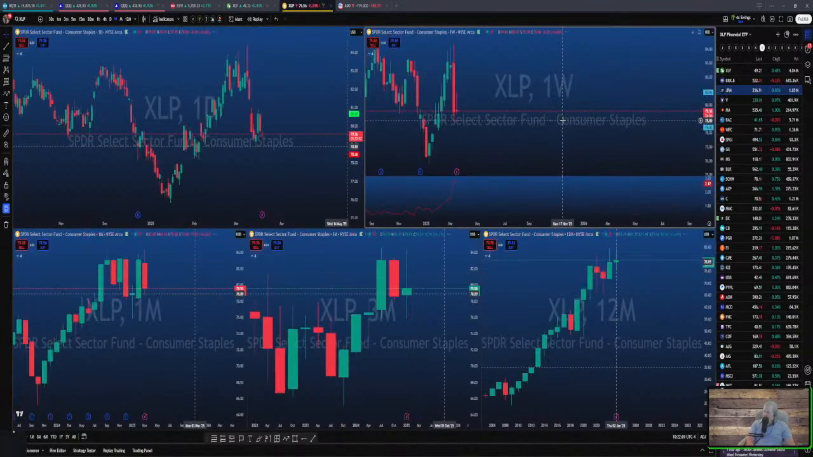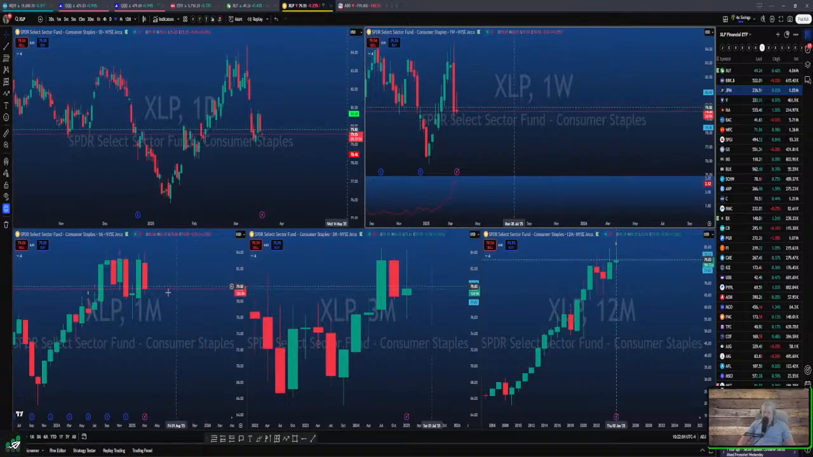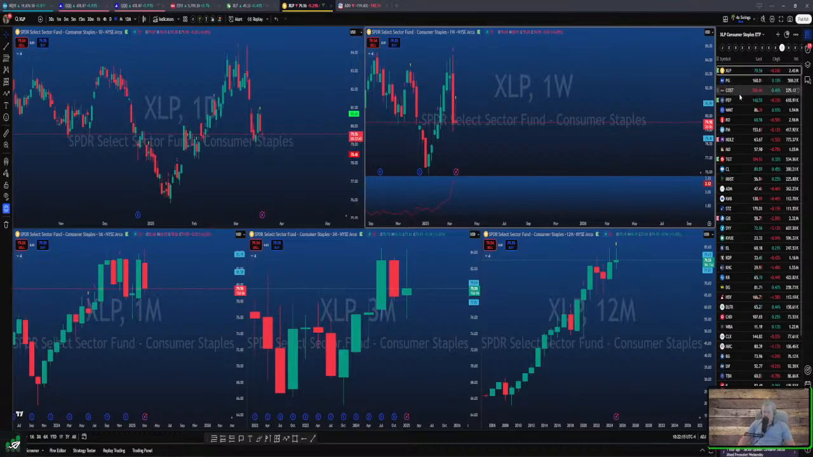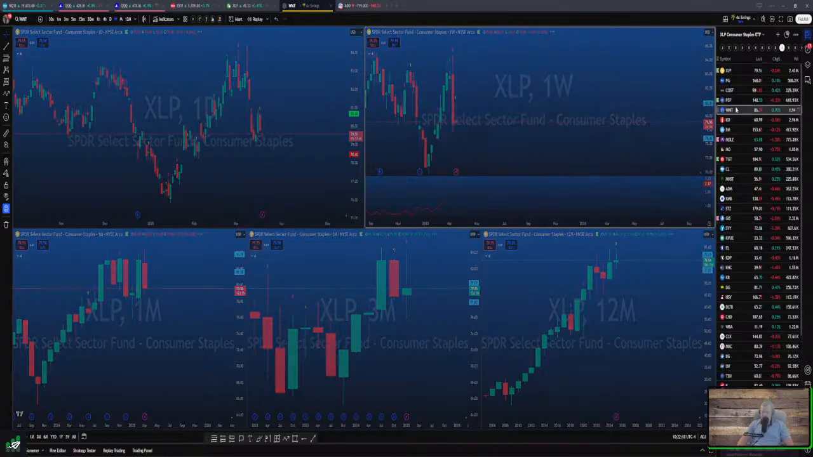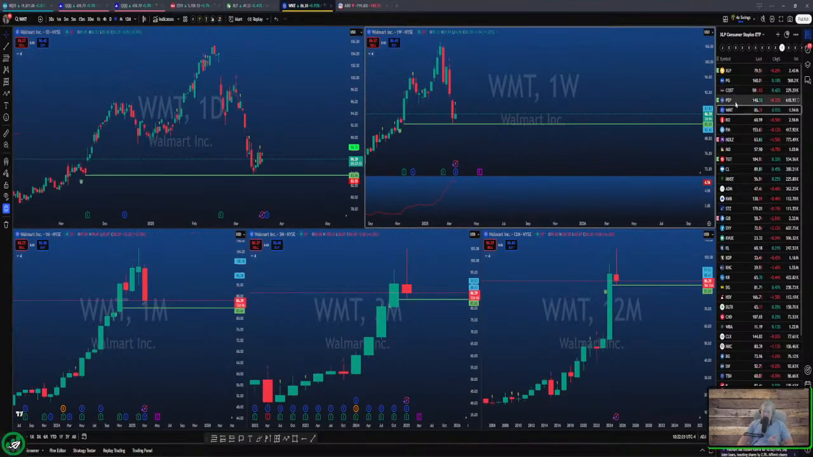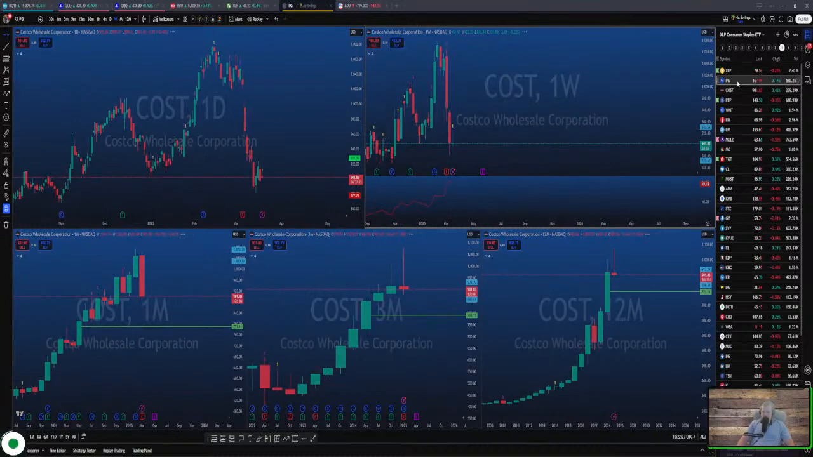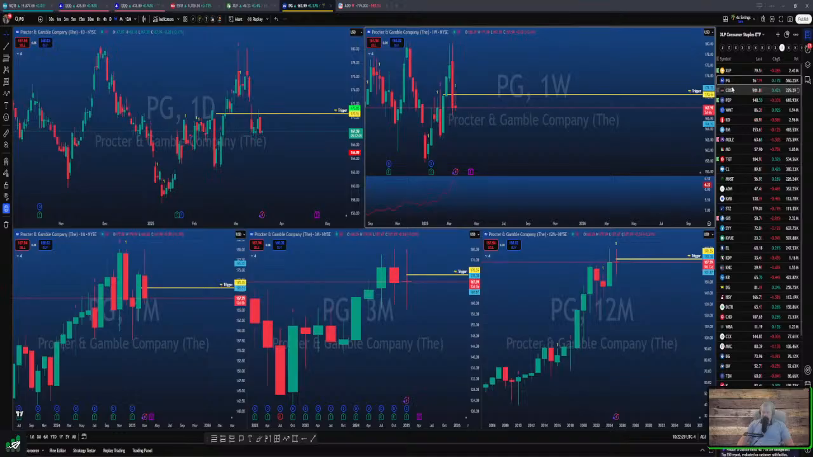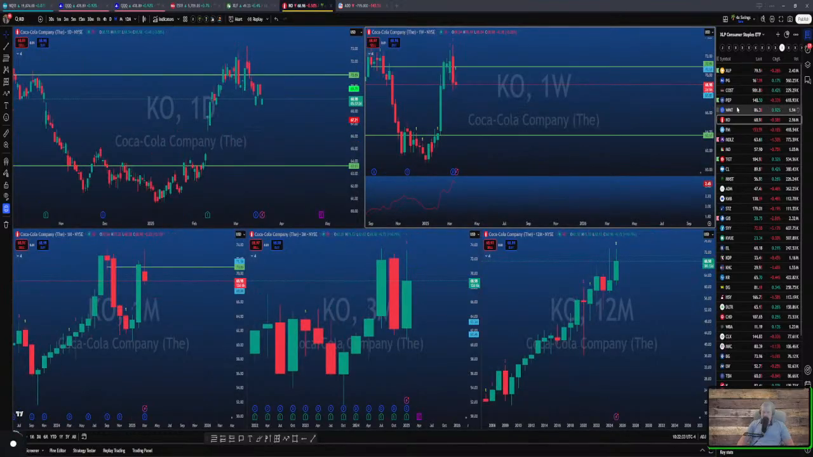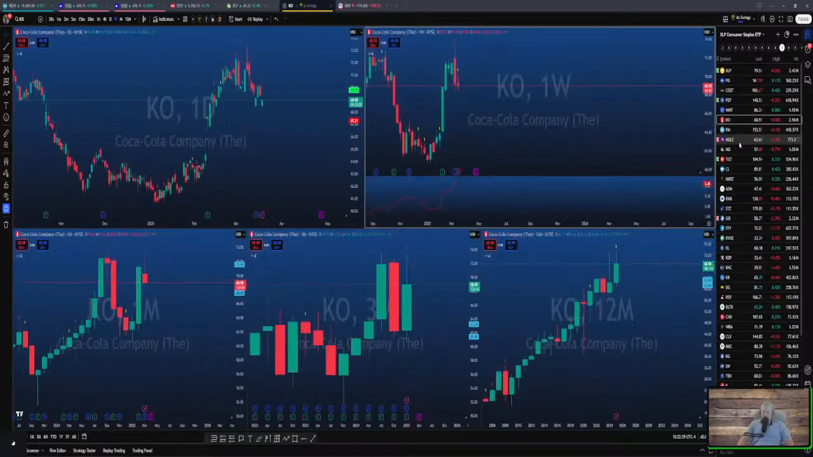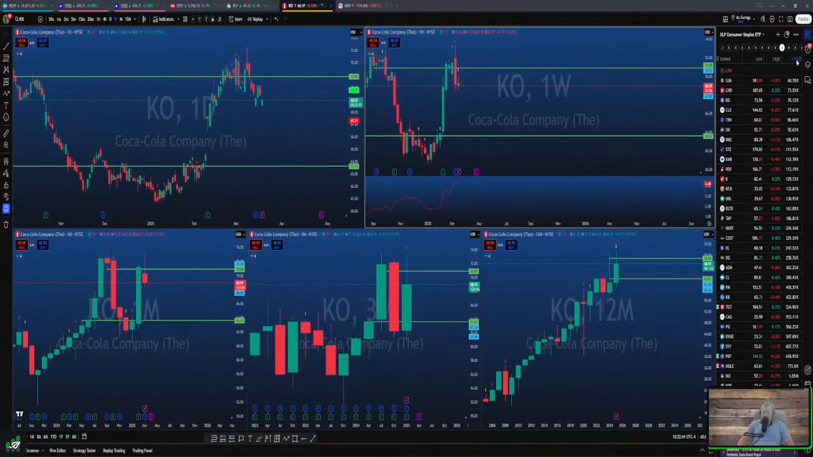XLP, 3-2 down week, targeting monthly outside bar is what I said. 3 already. So looking for this to go 2 down on consumer staples. So that's your Costco, your Pepsi, your Walmart. I know from experience that I've traded Walmart. Their options are liquid enough. Costco is impossible for me. Procter Gamble could be a 3-2. Is that even a 3? No, that's just a 2. Coke, I have traded before, and then you get near targets.